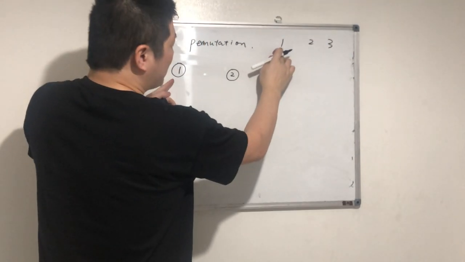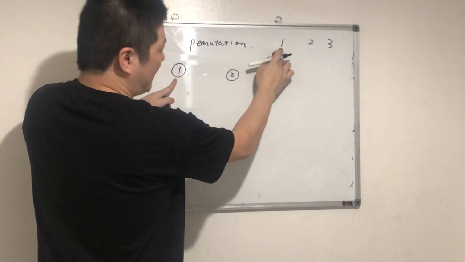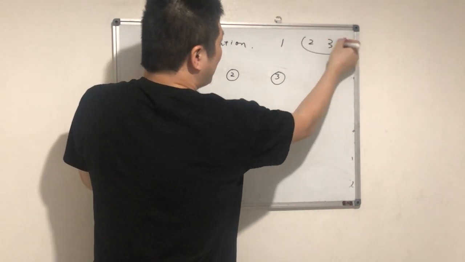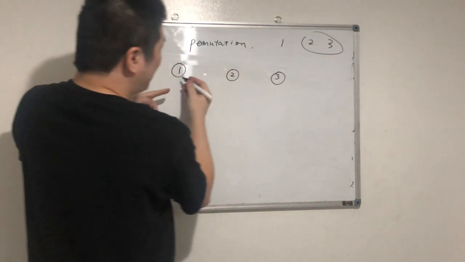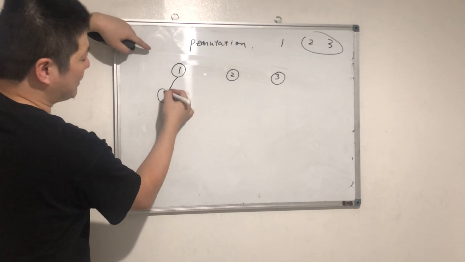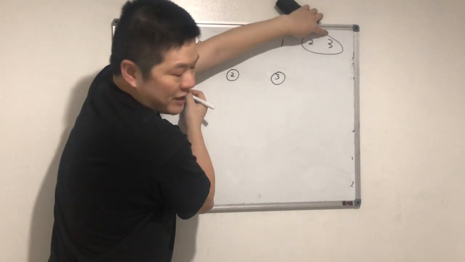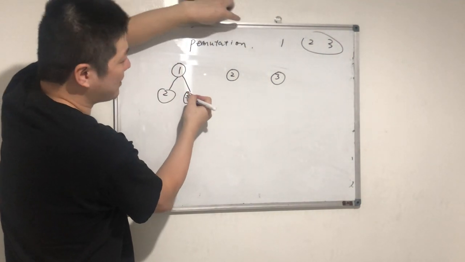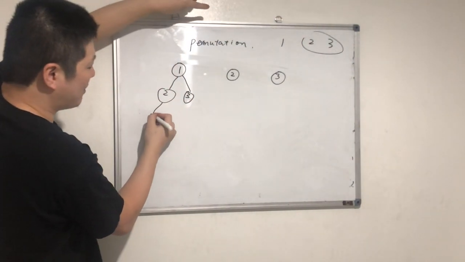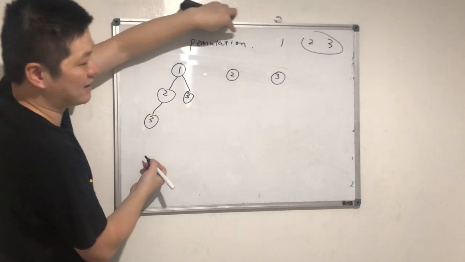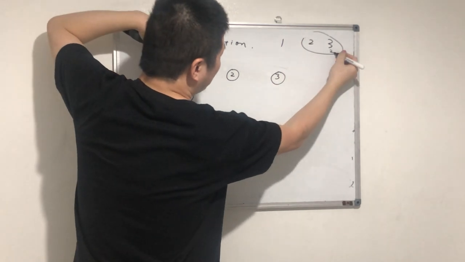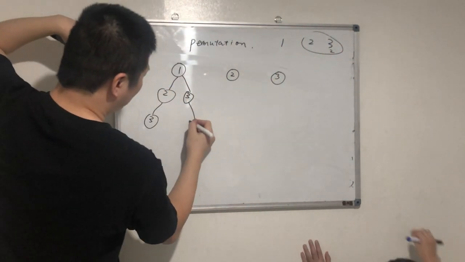When you swap 1 with 1, the first one is determined, it's 1. And then you have 2, 3, right? You need to permute 2, 3. So, look, you swap 2 with 2, then the second one is 2. You swap 2 with 3, the second one is 3. When you swap 2 with 2, then obviously you can only have a 3 at the last, because you move to the next. When you swap 3 with 2, and then here is 2, you move to the next, so it's 2.